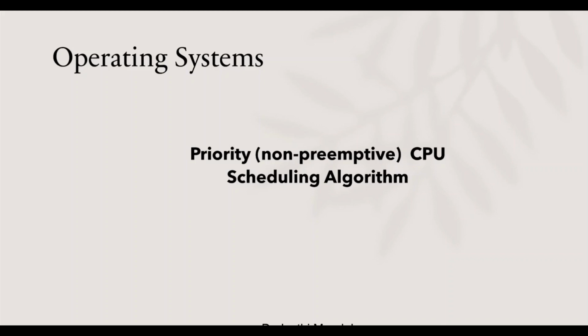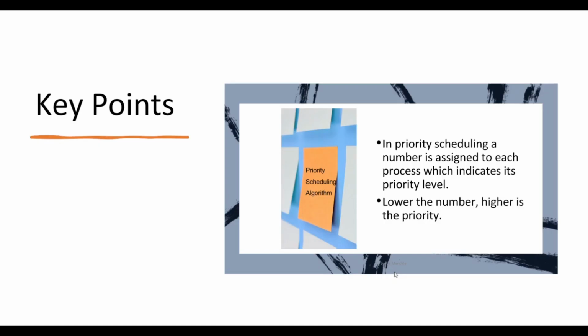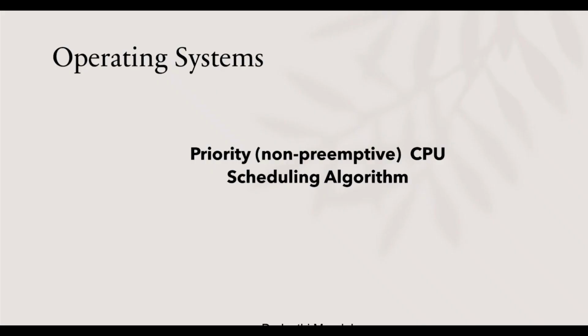In this lecture, let us understand what the priority scheduling algorithm is. I'm telling once again, the priority scheduling algorithm is of two categories, non-preemptive and preemptive. In this lecture, we are going to understand the priority non-preemptive scheduling algorithm.